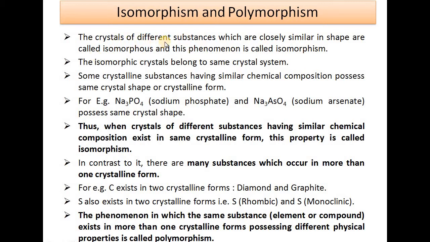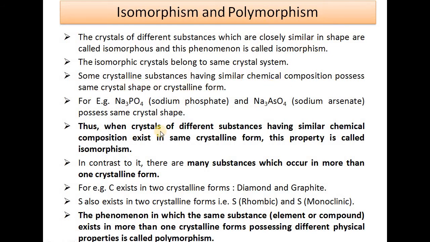In case of different substances having crystals which are similar in shape, we call that phenomenon isomorphism. When we are having the crystals of different substances which are having similar shape or morphology, we call them isomorphous compounds, and this phenomenon is known as isomorphism. And these isomorphic crystals will belong to the same crystal system. That's why they are having similar shape.